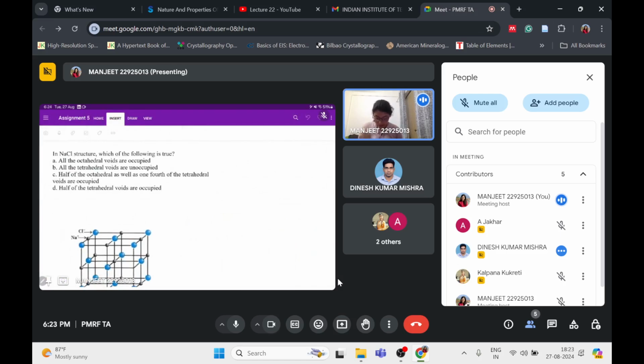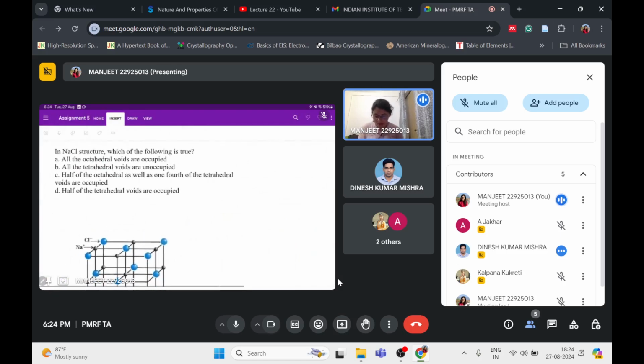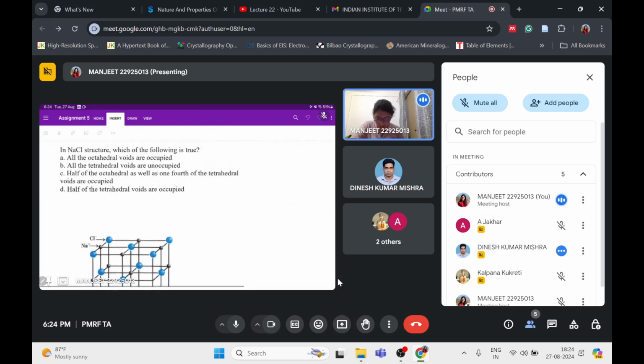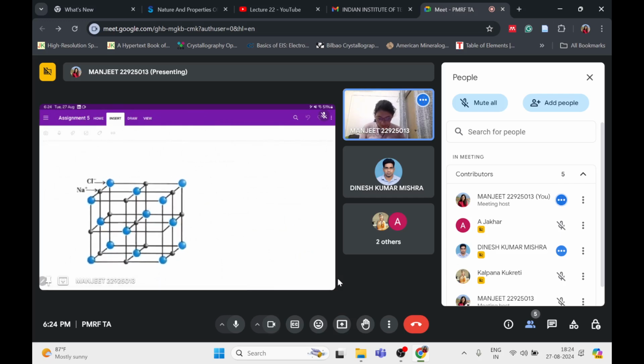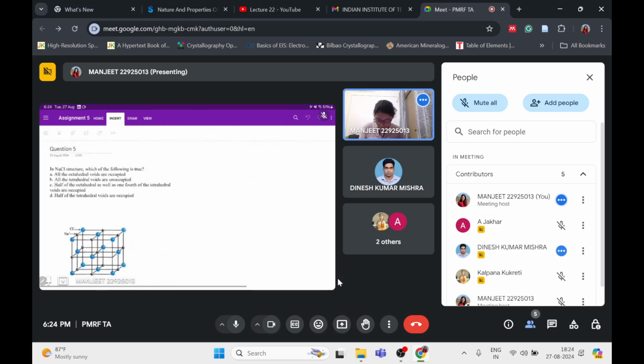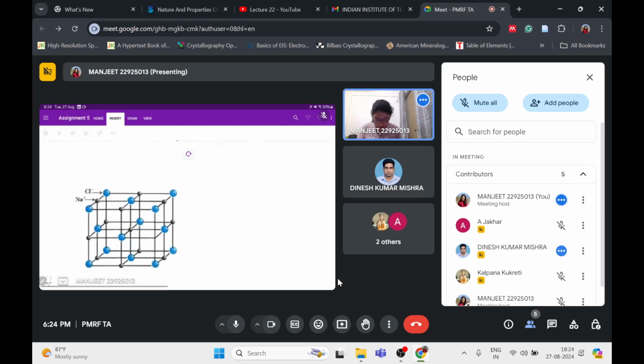Okay, let's move to question number 5. In question number 5, it is asked, in NaCl structure, which of the following is true? Now first look at this structure. This is of the NaCl where we have the Cl atoms occupying the FCC arrangement. You can see these are at the corner and at the face center. Similarly here also, and here, and you can see the Cl ions are occupying the FCC lattice structure.